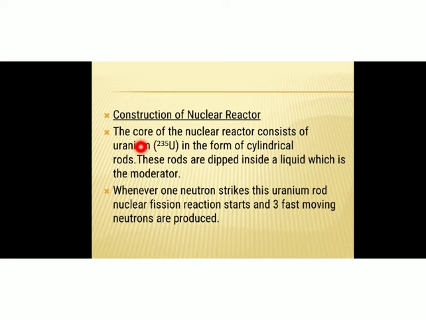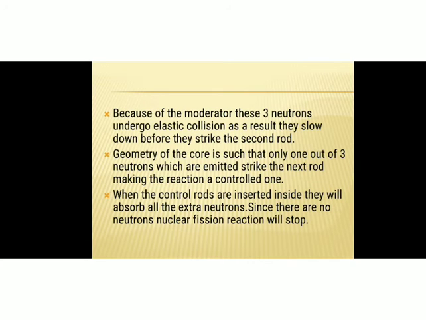These rods are dipped inside a liquid, which is the moderator. And you know what is the purpose of the moderator? It slows down the fast moving neutrons. Whenever one neutron strikes this uranium rod, a nuclear fission reaction starts and 3 fast moving neutrons are produced. Because of the moderator, these 3 neutrons undergo elastic collision. As a result, they are slowed down before they strike the second rod.